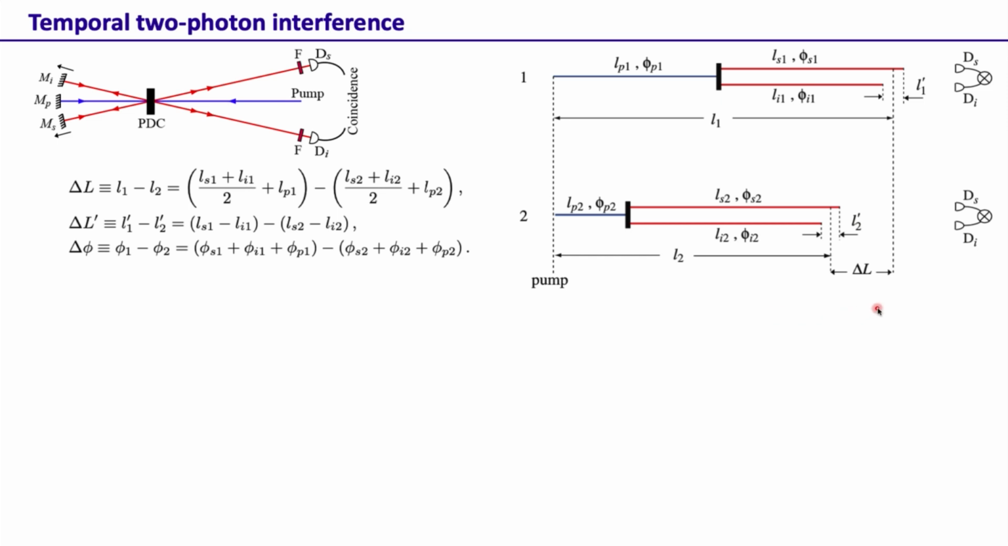This can represent any two-photon interference, and here are some generic path length parameters and phase parameters that we have defined, which will be useful in our analysis.